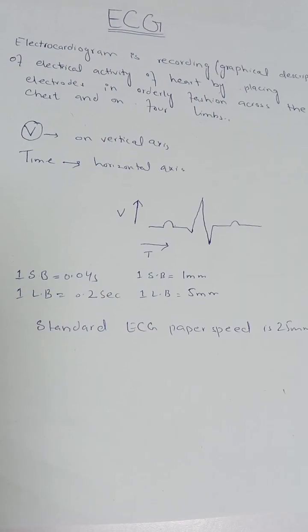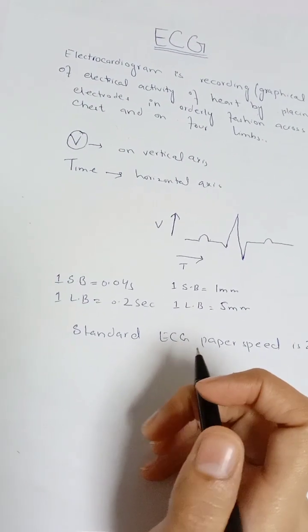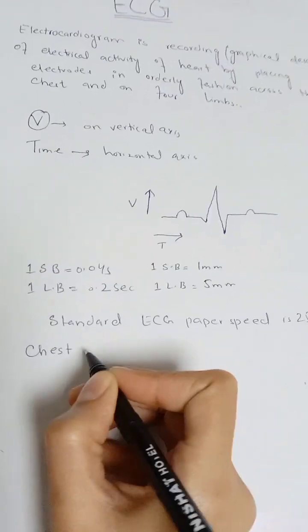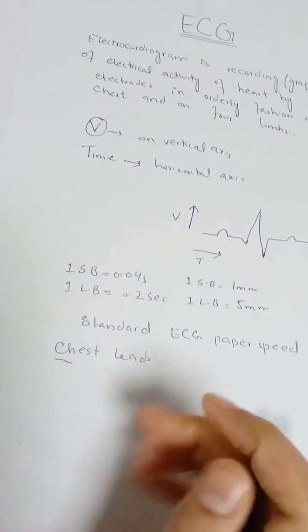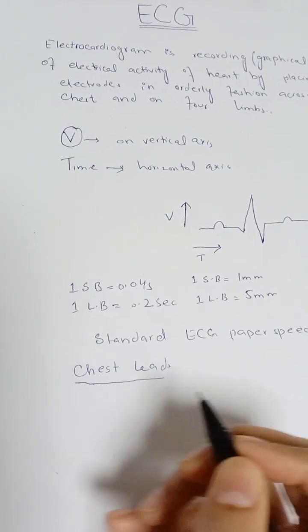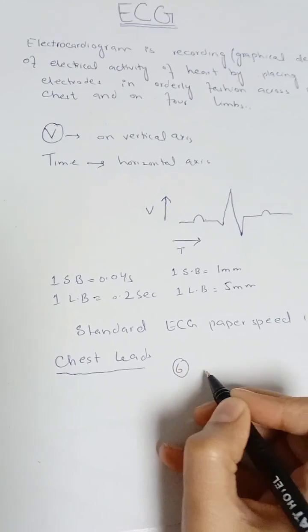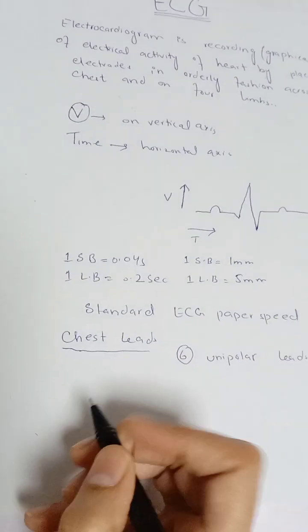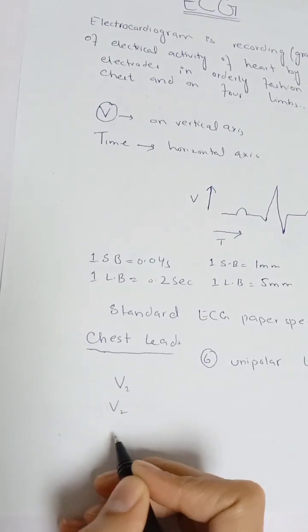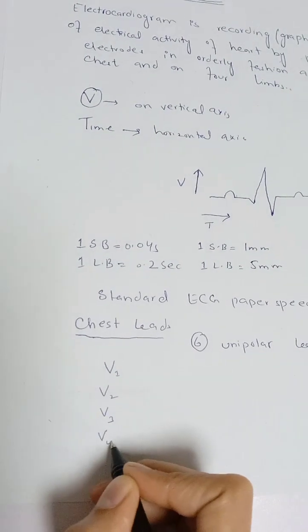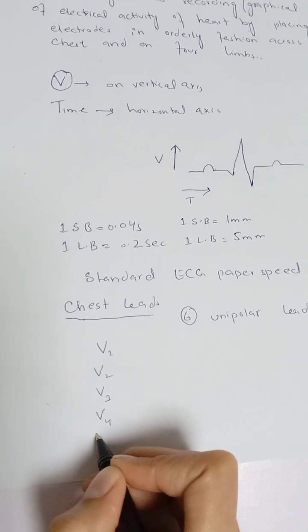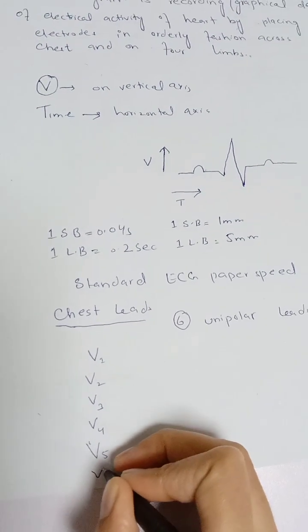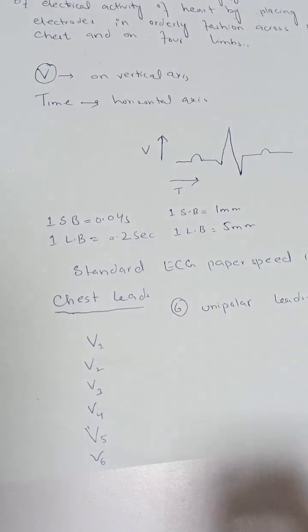There are 6 unipolar chest leads. Unipolar chest leads: V1, V2, V3, V4, V5, V6.